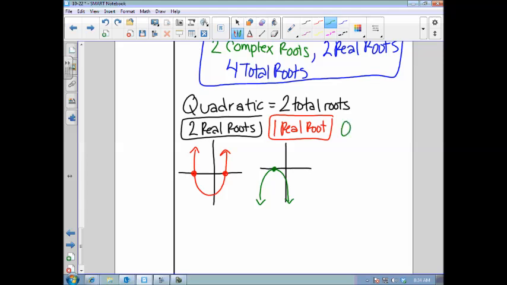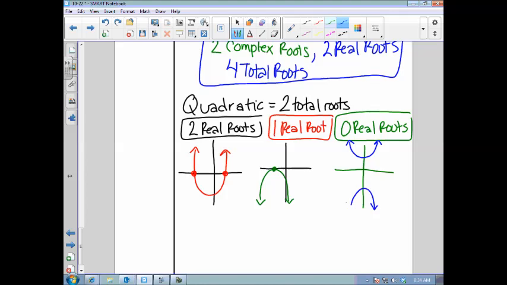When you have 0 real roots, for instance, maybe all of our roots end up being complex. That means the graph never touches the x-axis. So an example of that would be a graph that was shifted up, like that, or one that was shifted down, goes like that. Where it never touches the x-axis. Any questions? Okay.